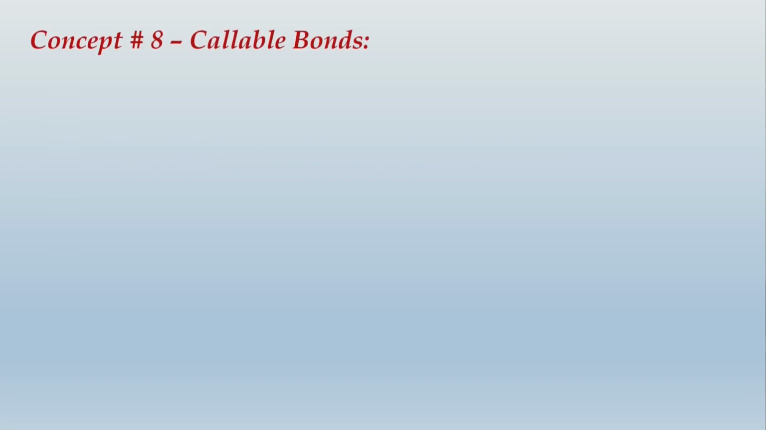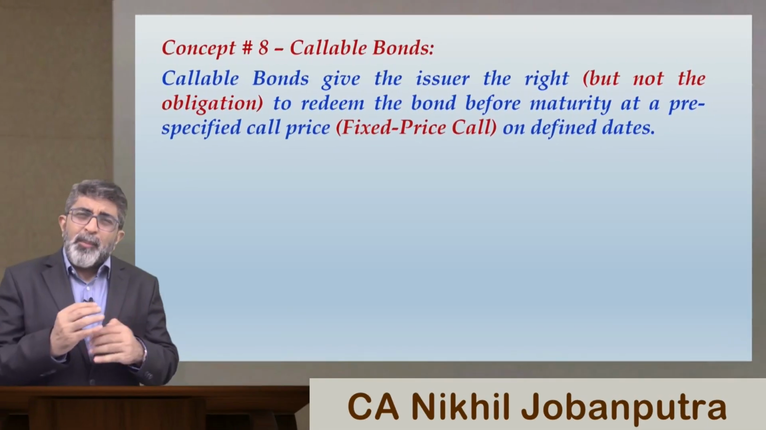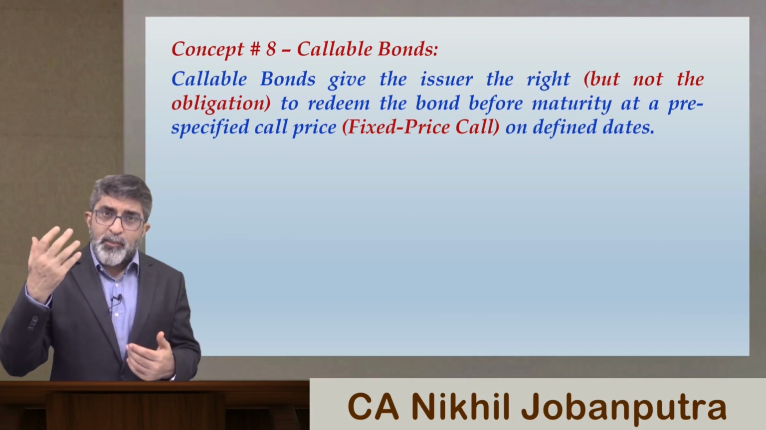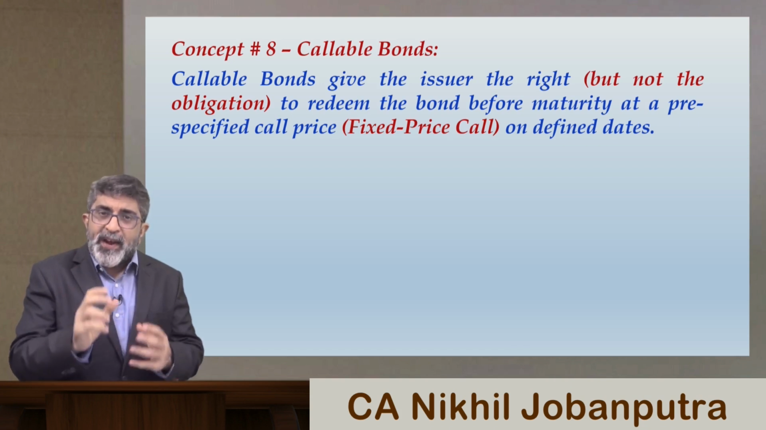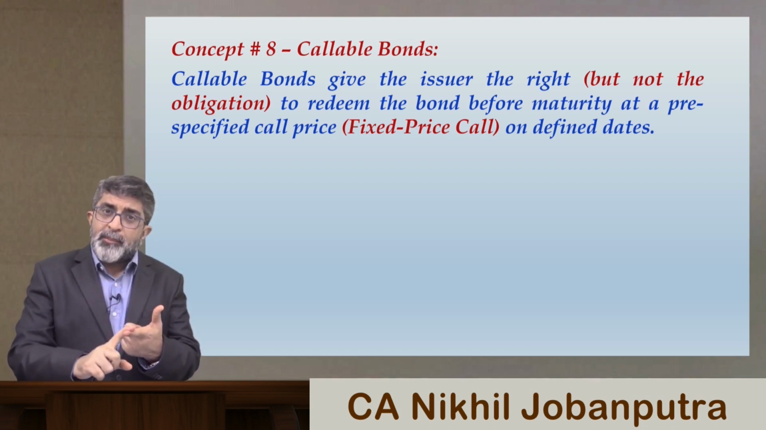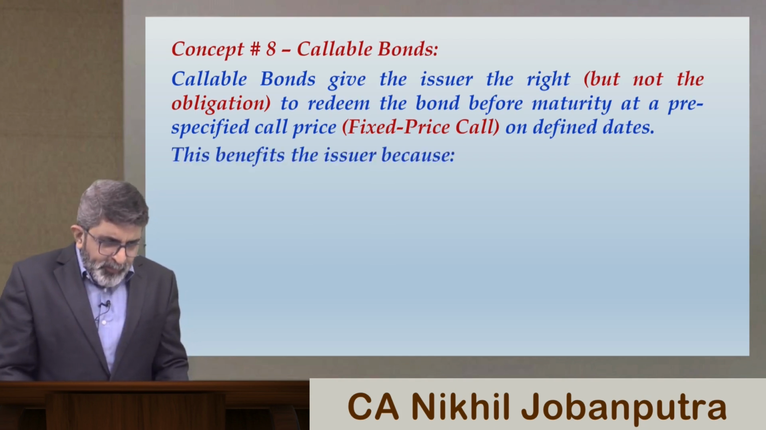So first of all, under concept number 8, heading callable bonds, you write: callable bonds give the issuer the right but not the obligation to redeem the bond before maturity at a pre-specified call price, which is basically a fixed price, on defined dates. One thing you should be very clear about is that the bond issuer cannot make calls at any moment. There will be specified dates and a fixed price specified as the call price. The price at which the bond will be called and the date at which it can be called are both specified. This benefits the issuer.